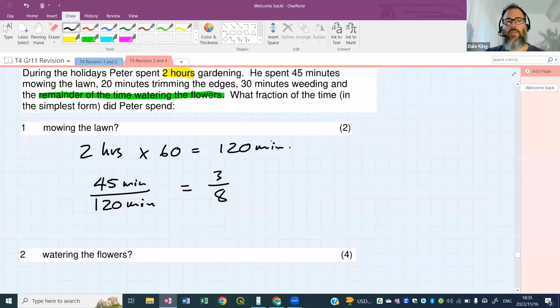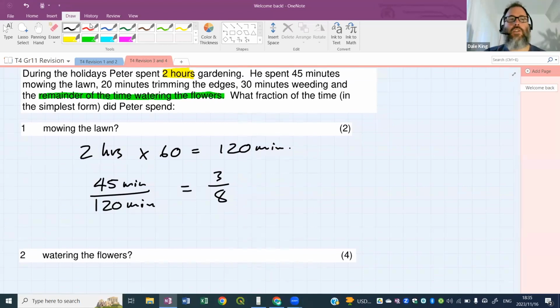Oh, so you got to do a little bit of work first. They don't just give you how much time he spent watering the flowers. You're going to have to do some calculations first to get that time. So what you have to first work out is how much time was spent watering the flowers.